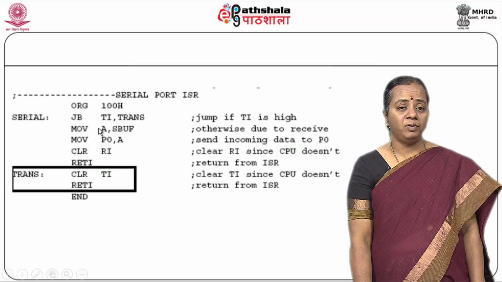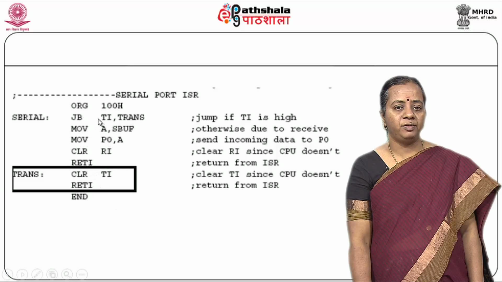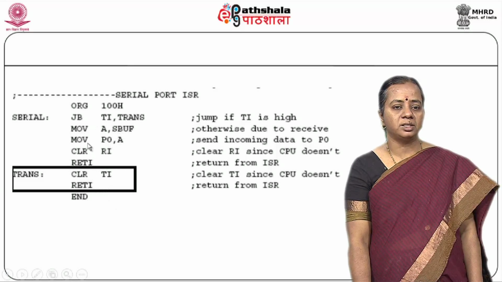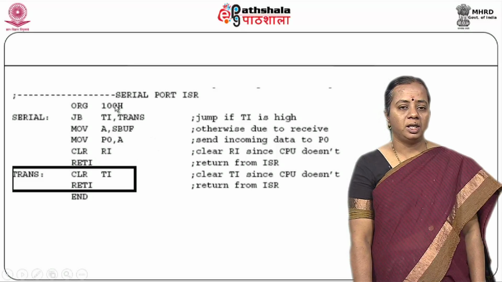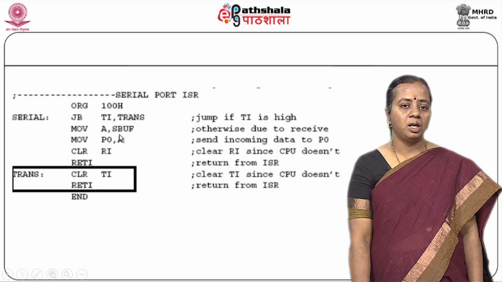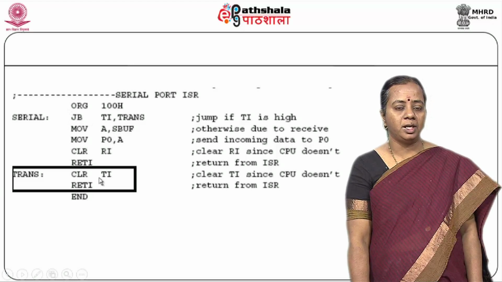So, whether we get an RI or TI, the whole process is invoked. If it is TI, it traces these two things. If it is RI, it traces all these things. So, if I am getting serial communication as either reception or transmission, this particular interrupt is invoked, and if TI is set or RI is set, this particular routine is invoked and it does this particular job.